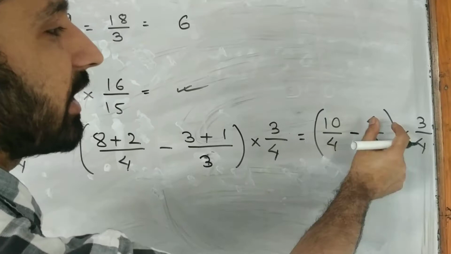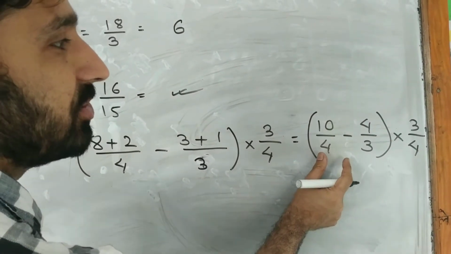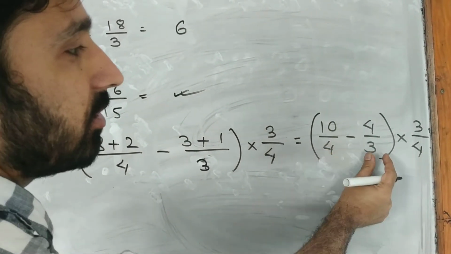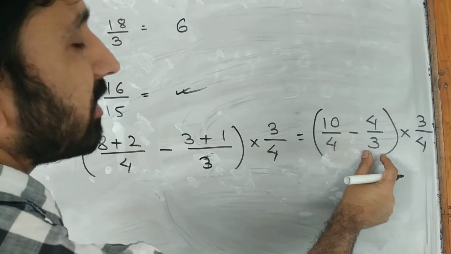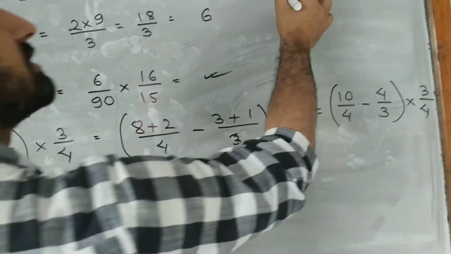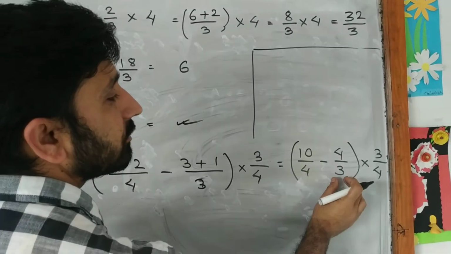They are unlike fractions. That means we have to see the denominator. The denominator is 4, the denominator is 3. Since they are not like, we have to take the LCM. Let's take the LCM in the rough. LCM of 3 and 4.